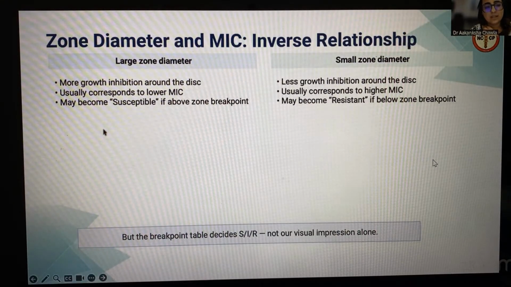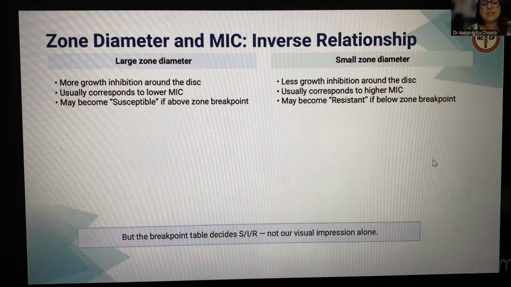If there is a larger zone diameter, that means that there is more growth inhibition around the disc, and it usually corresponds to a lower MIC. It may become susceptible if it is above the zone breakpoint. We'll understand this again as we go ahead. A small zone diameter would mean less growth inhibition around the disc, and usually corresponds to a higher MIC. It may become resistant if it is below the zone breakpoint.